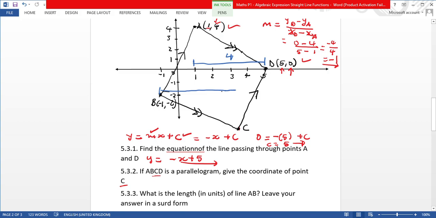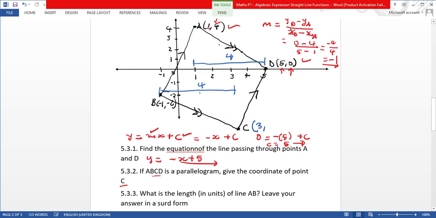So it should be true also for the distance between B and C, which is going to be 4 as well. So basically the x-coordinate for C, you're going to say minus 1 plus 4, right? So minus 1 plus 4 is going to give us the x-coordinate of 3, right? So that the distance between C and B is also 4. So I hope you understood that part. That's how we're going to work out the x-coordinate for C.